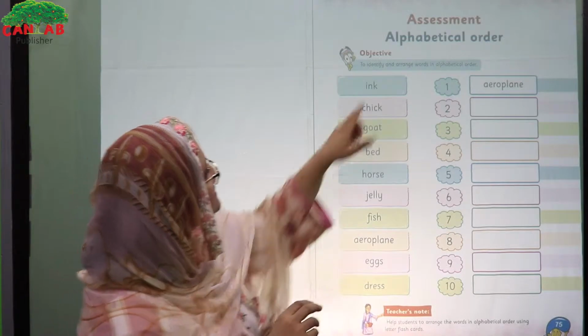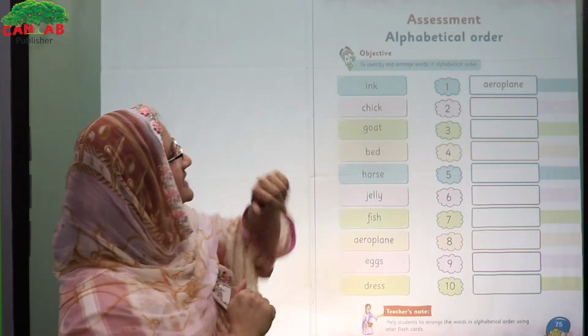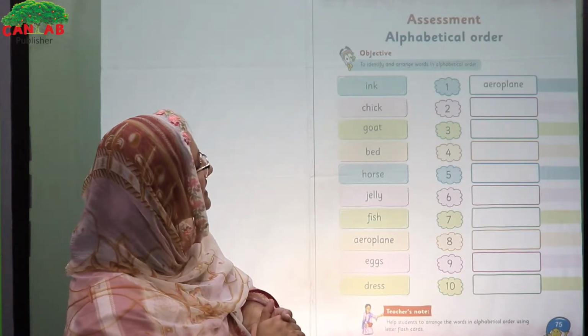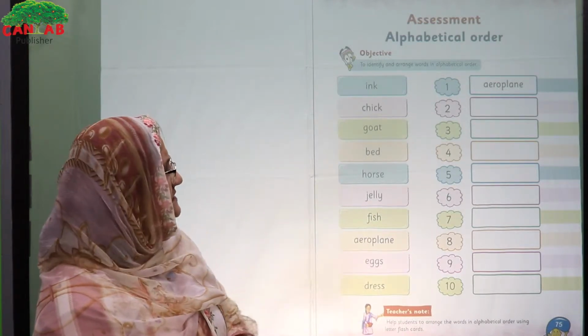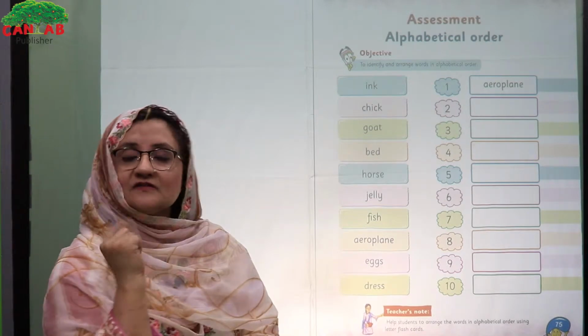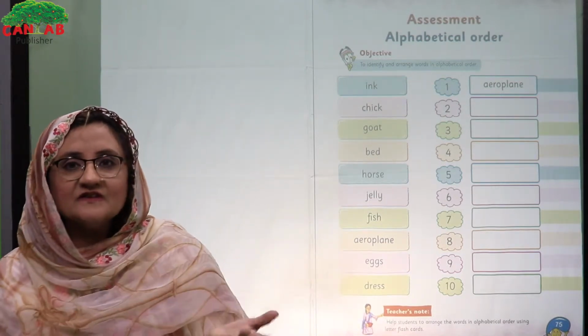Today's topic is alphabetical order. It means that by the end of the lesson, students will be able to identify and arrange words in alphabetical order. So, how to begin this lesson? Yes, by singing the alphabet song. Students, let's sing the ABC song.